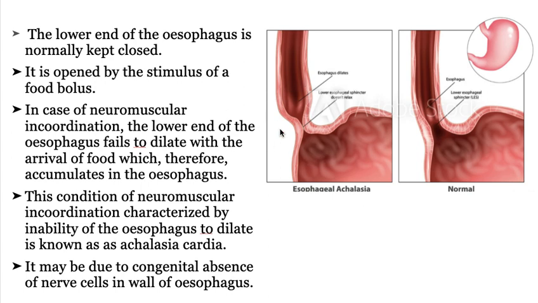The lower end of the esophagus is normally kept closed. It opens only by stimulation by the food bolus. In case of neuromuscular incoordination, the lower end of the esophagus fails to dilate with the arrival of food, thus causing accumulation in the esophagus. This condition, characterized by inability of the esophagus to dilate, is known as achalasia cardia, due to congenital absence of nerve cells in the wall of the esophagus.